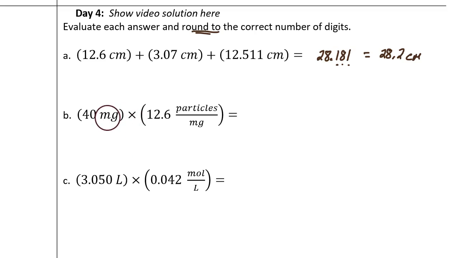Now question B, we want to do a multiplication problem. One thing I notice is that milligrams is going to cross-cancel with the milligrams under that bar. Let me slash those out. Now I see that my label that's left is the word particles. Now for the actual multiplication, a calculator would be best. 40 times 12.6 is 504. And our unit label is the word particles.